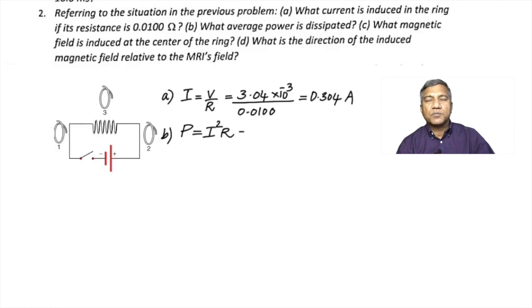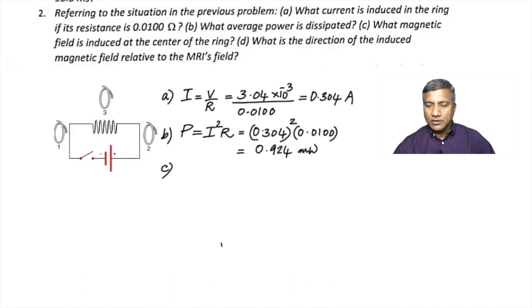Now, power in this particular case is calculated using I squared R, where I is the current that we just got, and R is the resistance. And the resistance is given here. So multiply that, and we get 0.924 milliwatts. Now, milli is 10 to the negative 3.